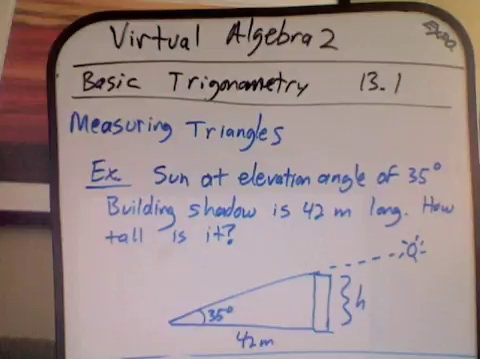The right angle trigonometry in section 13.1 will let you solve problems like this example. If the sun is at an elevation angle of 35 degrees and it casts a shadow of a building 42 meters long, how tall is the building? Elevation angle means the angle above the horizon. So you can see that the sun in my diagram is 35 degrees above horizontal, 42 meter shadow, and h an unknown. So we'll learn how to do that in just a little bit.